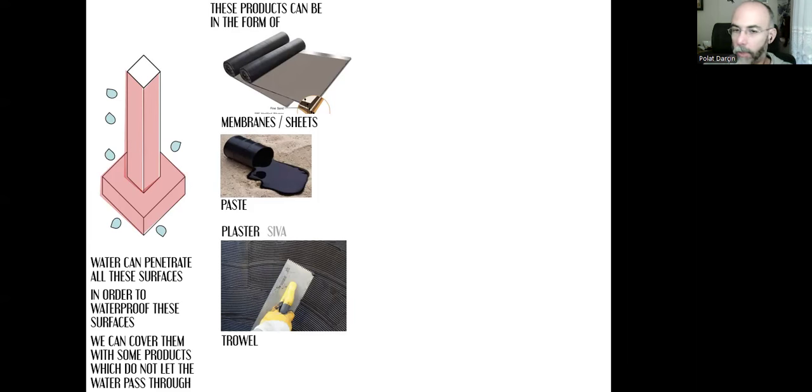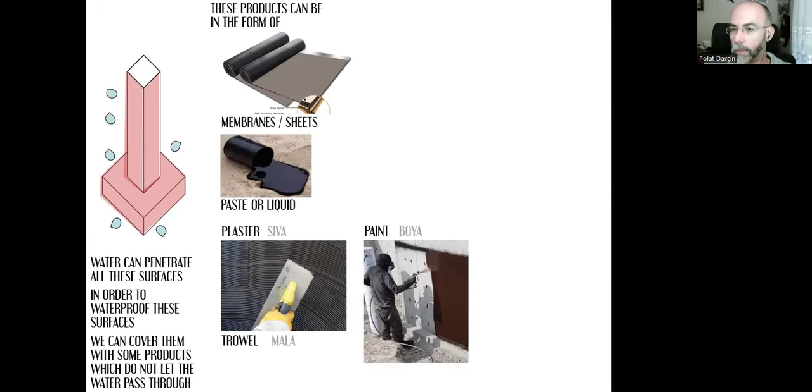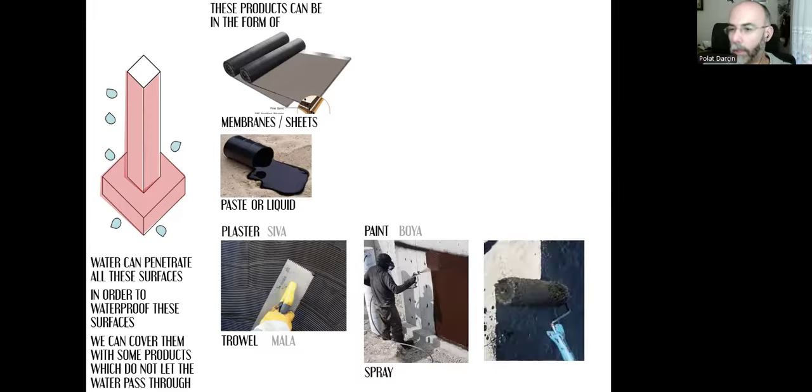And we apply them with a trowel. That device is called a trowel, mala. Or it can be in the form of liquid, such as paints. In those conditions, we can apply them by spraying over these surfaces, or we can use different types of brushes, either rollers or standard brushes, to paint all these surfaces. The plaster has a certain thickness. It can be half a centimeter, 1 centimeter, 1.5 centimeters, 2 centimeters, even 3 centimeters.